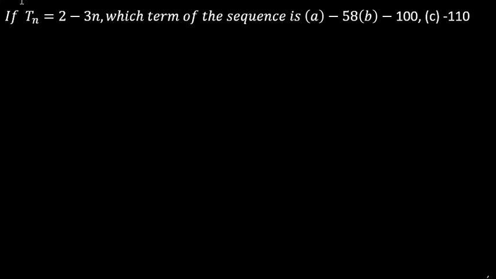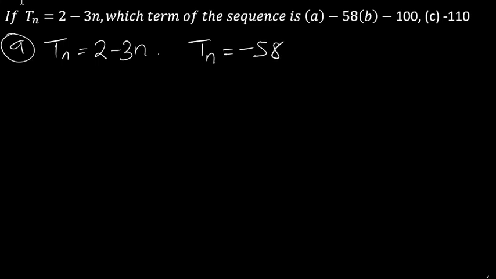So now let's begin. Let's start with the a part of the question. You have the nth term to be equal to 2 minus 3n. So for which value of n will the nth term be equal to minus 58? We're looking for n, so 2 minus 3n is equal to minus 58.